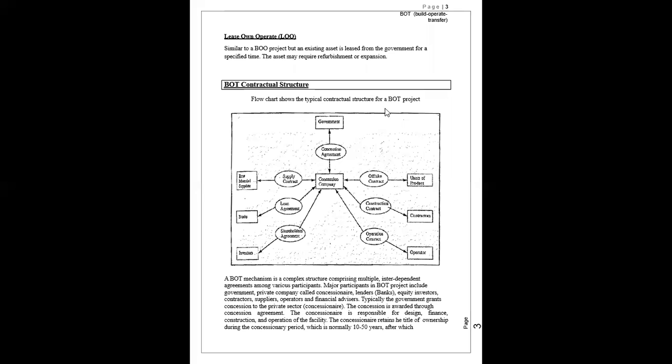So the operator is at the lower side of this box. If one operator says, I will not operate this particular facility, then the concessionaire company can search for another operator. Okay, and whoever is operating, the government is not having that particular right. Okay, so government has provided the concession period and concessions to that concessionaire company.